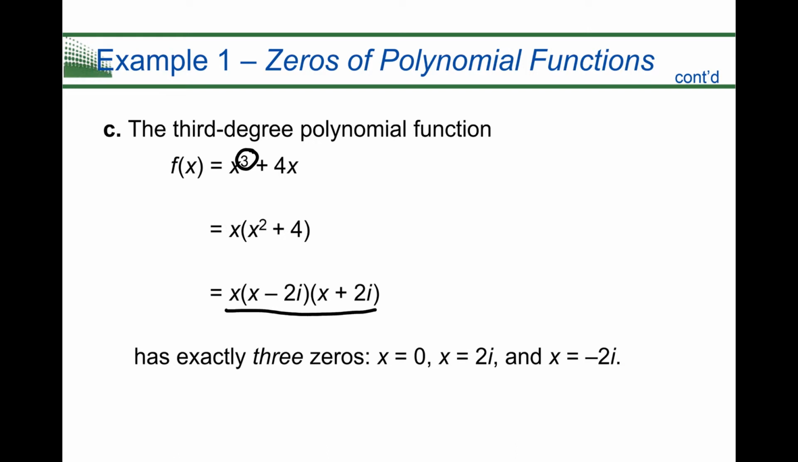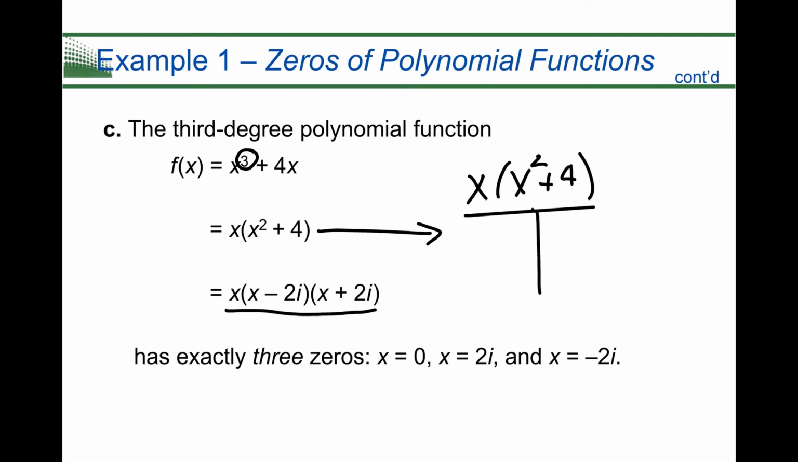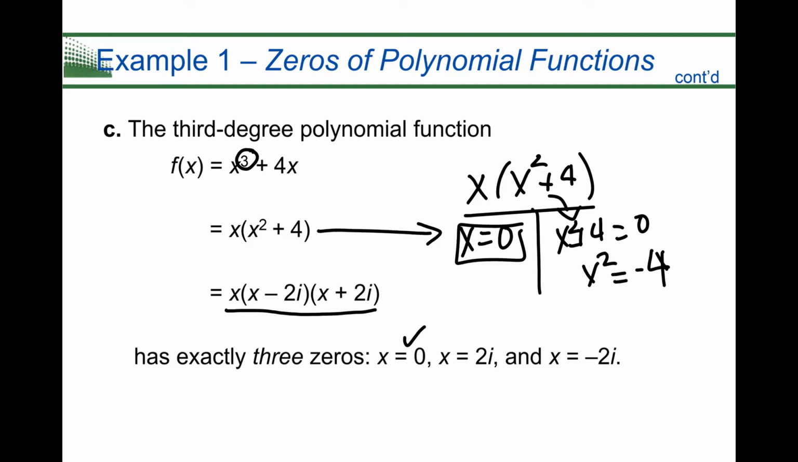And the way you get that is, say you stopped here and you had x times x squared plus 4. You'd say, okay, let me look at this. Let's let x equal 0. And let's let x squared plus 4 equal 0. Well, this one's already solved. That's that answer. This one, you get x squared equal to negative 4, when you move it over. And then when you square root it, you get x equal to plus or minus.